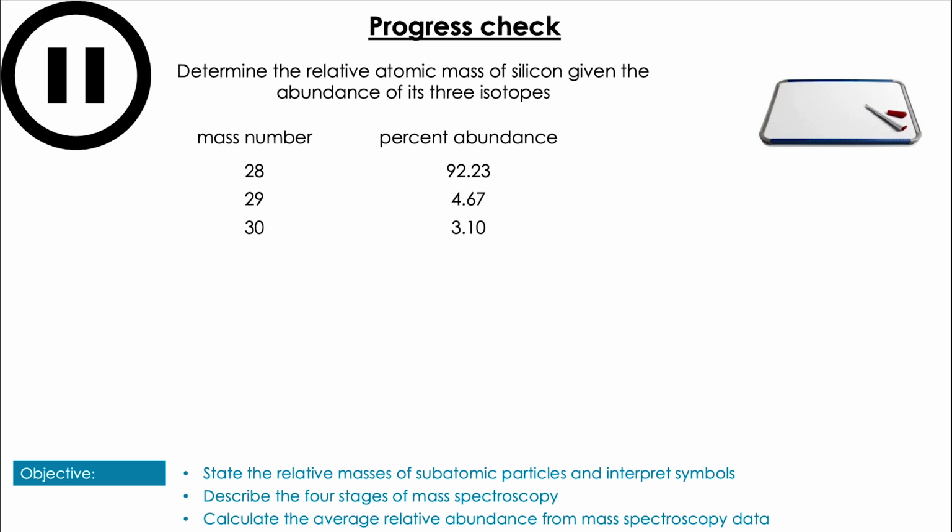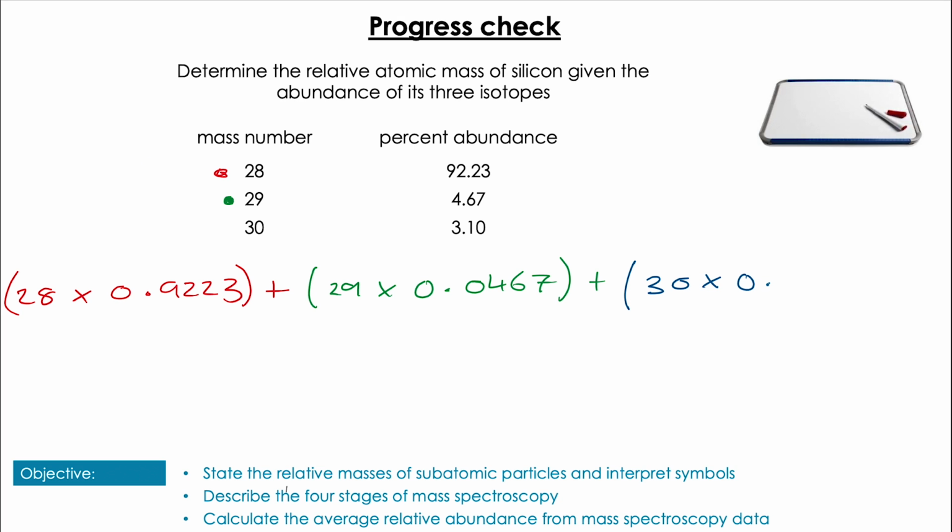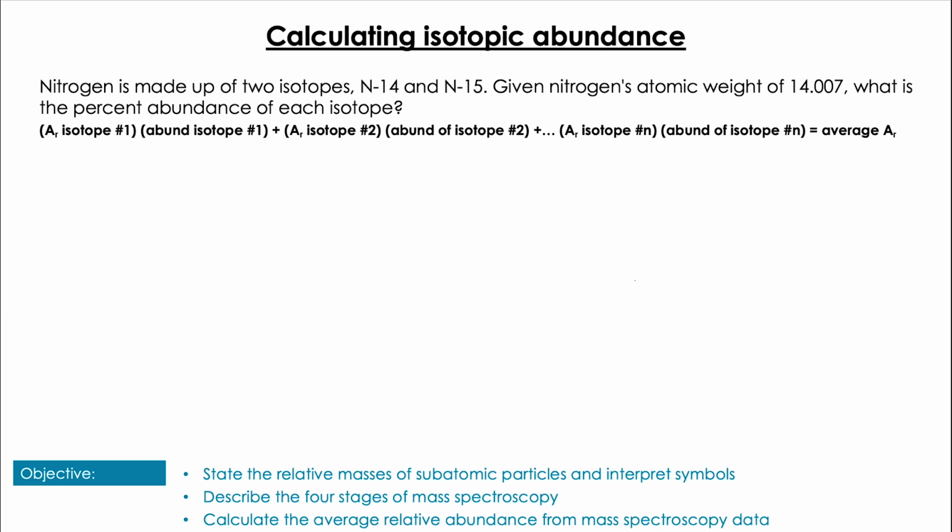Pop 'em up! So you're still using the same technique, but now we've got 3, but just like we said, we could have 50 of these. It doesn't matter. We're just going to take the decimal conversion of the percentage abundance and multiply each. So it's 28, 29, and 30 in this case. And remember to divide each percentage abundance by 100. When we add those all together, we get 28.1079.